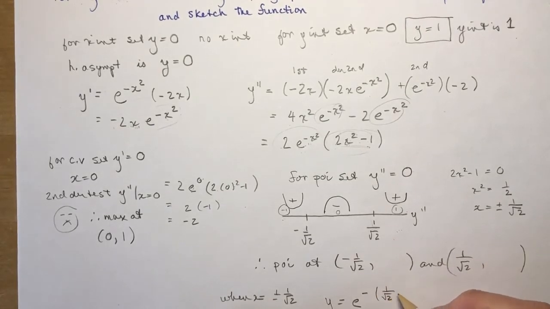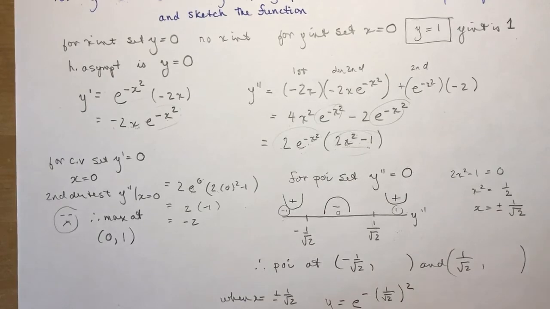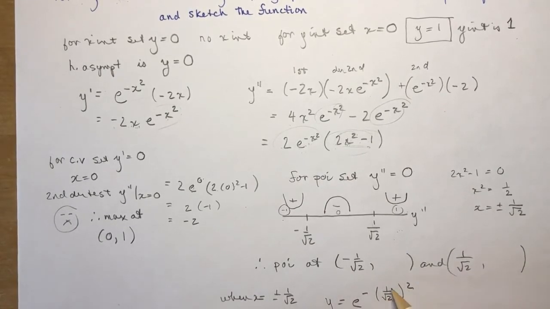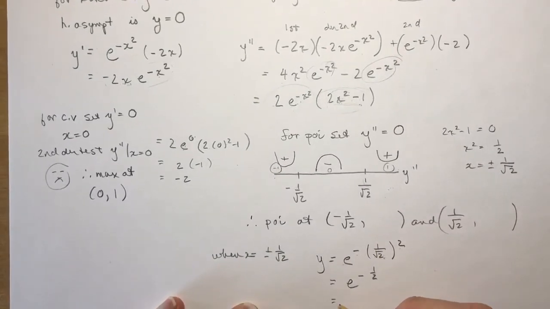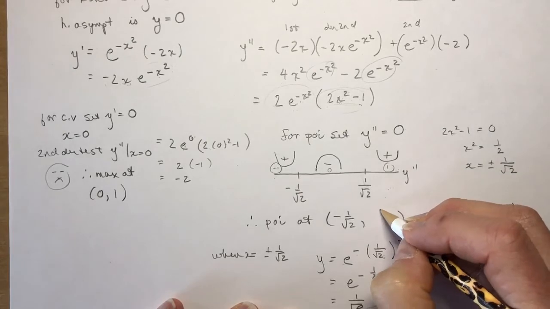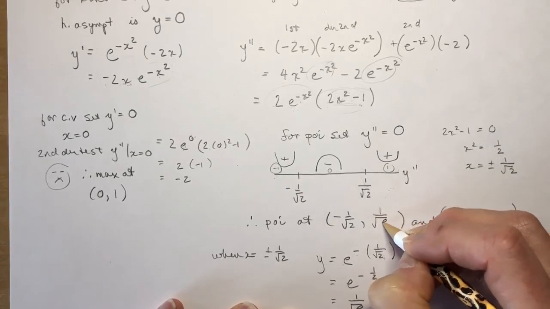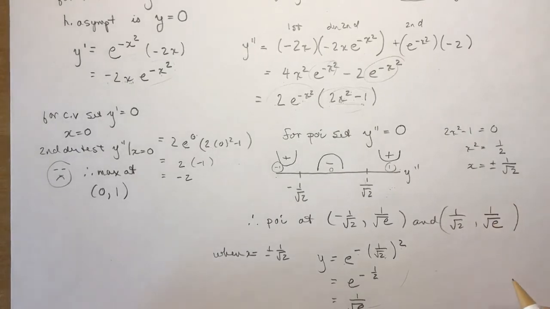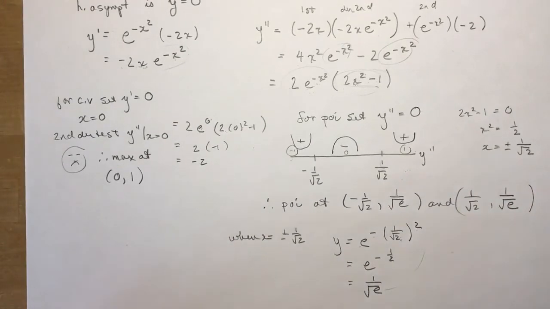1 over root 2, and I'm squaring it. Okay, so if I square this, I would have 1/2. So this is e to the negative 1/2, which of course is 1 over the square root of e. So that's going to put that right up here, right? 1 over the square root of e and 1 over the square root of e. Okay, so we've done everything but sketch it.